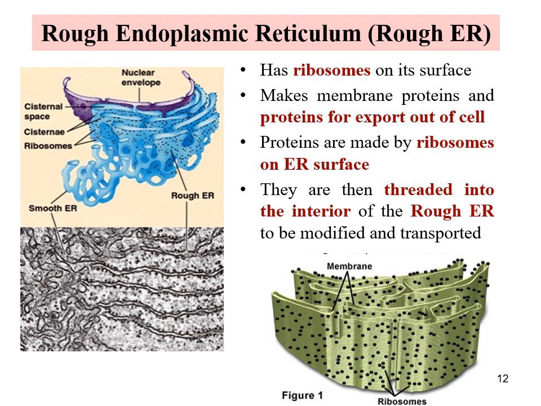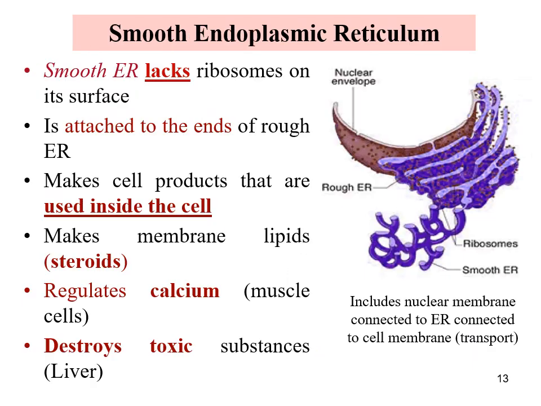The second type is the smooth endoplasmic reticulum. Unlike the rough ER, the smooth ER lacks ribosomes on its surface. It is often attached to the ends of rough ER and is involved in making cell products that are used inside the cell, such as membrane lipids and steroids. The smooth ER also plays a role in regulating calcium in muscle cells and destroys toxic substances in the liver. It's important to note that the nuclear membrane is connected to the ER, which is in turn connected to the cell membrane, forming a transport network.